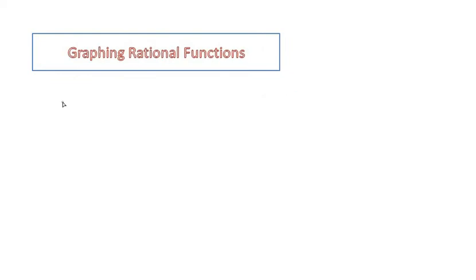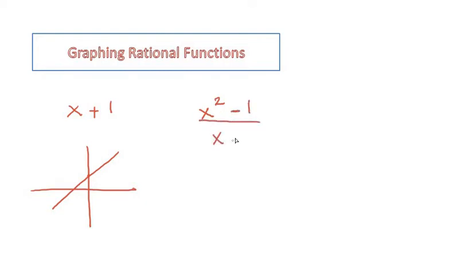In order to understand rational functions, we need to discuss some graphs of different rational functions. The graph of x plus 1 is the graph of a linear function that intersects the y-axis at y equals 1. Okay, now let's graph this, x squared minus 1 over x minus 1. For a more accurate graph, let's see it on a graphing calculator.